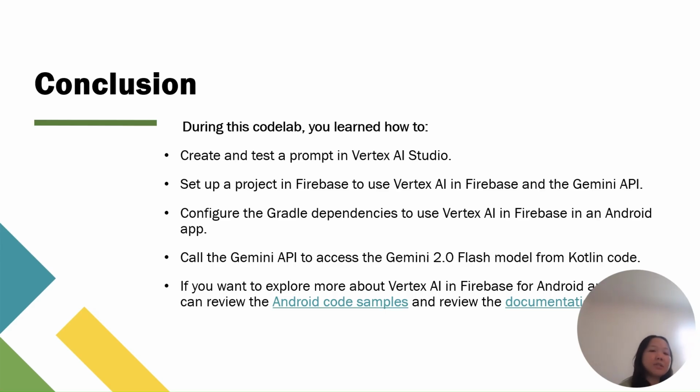So, conclusion. During this codelab, you learned how to create and test prompts in Vertex AI Studio, set up a project in Firebase to use Vertex AI in Firebase and the Gemini API, configure the Gradle dependency to use Vertex AI in Firebase in an Android app, and call the Gemini API to access the Gemini 2.0 Flash model from Kotlin code. And if you want to explore more about Vertex AI in Firebase for Android, you can review the Android code sample and review the documentation.